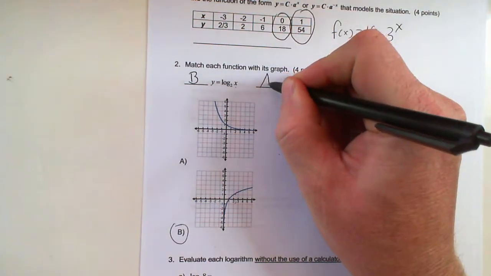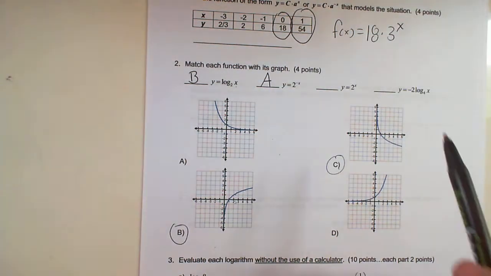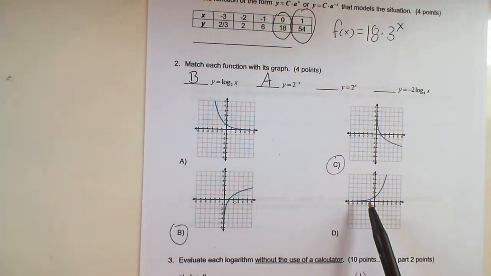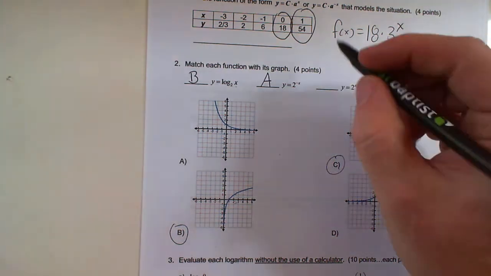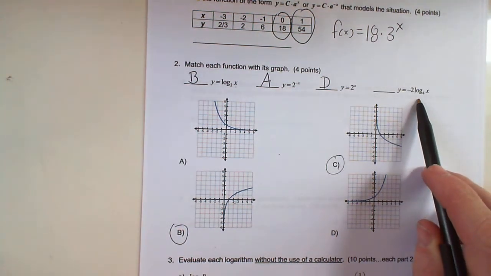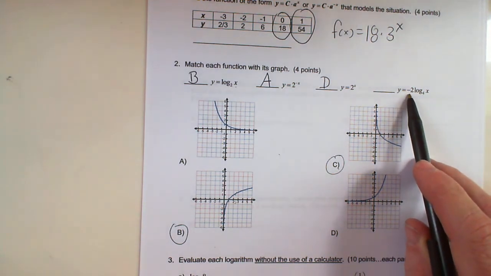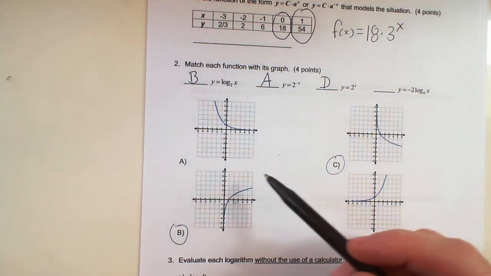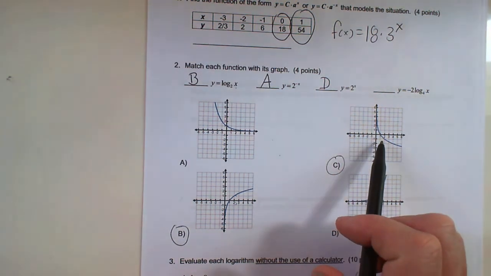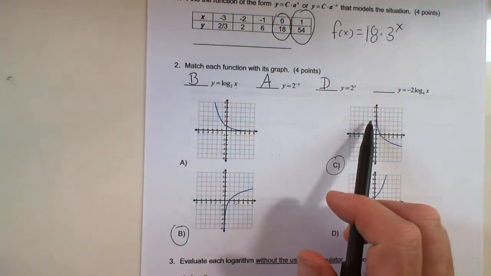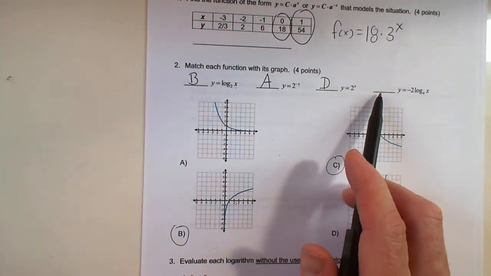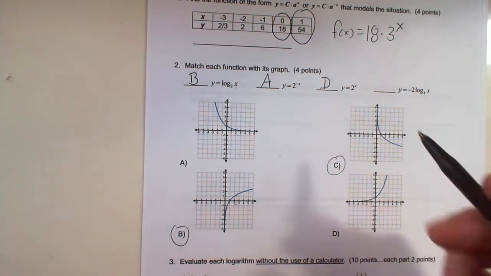This is an exponential function, it is increasing. The only exponential function we have left is D. This logarithmic function is flipped over and stretched by a factor of 2. So here we have a function that has been flipped over. It has a vertical asymptote, so that would be C.